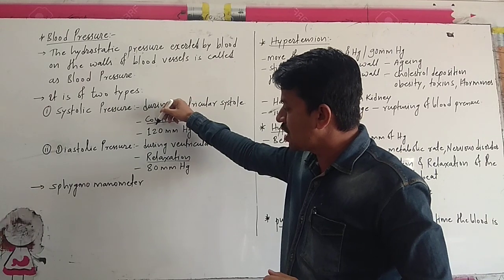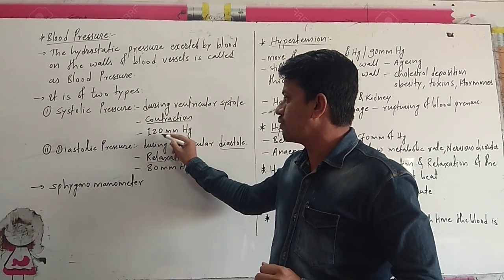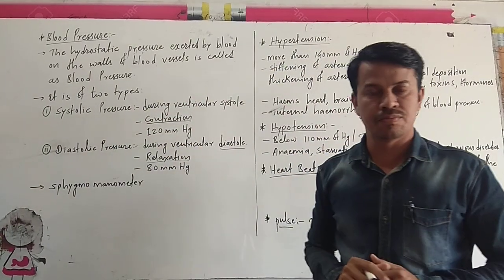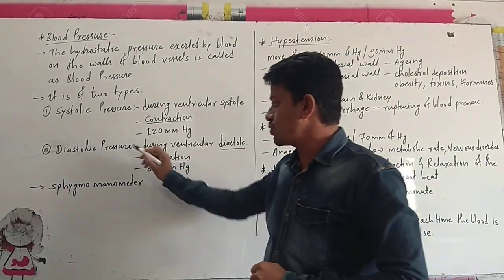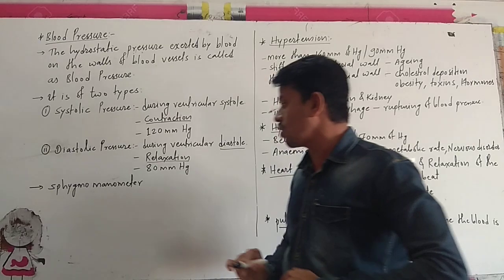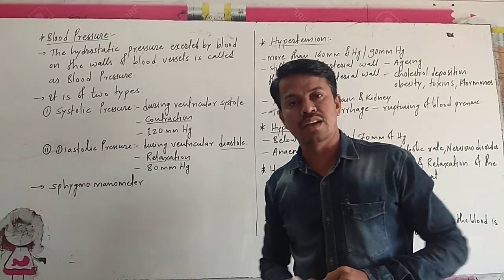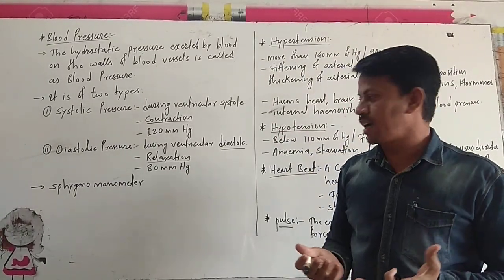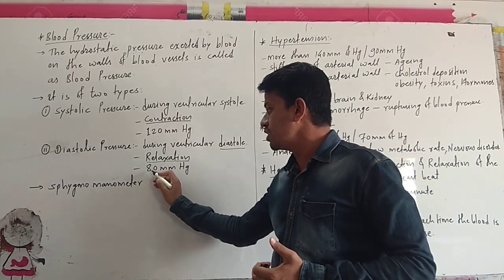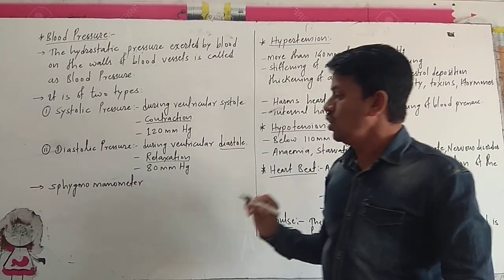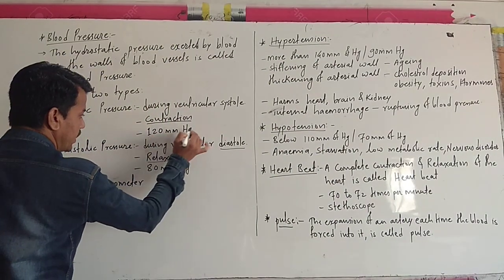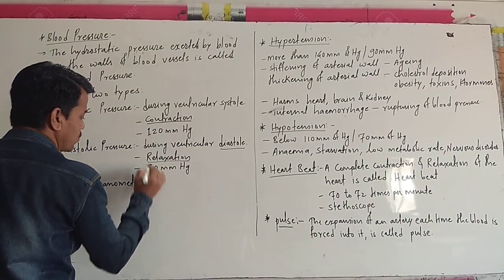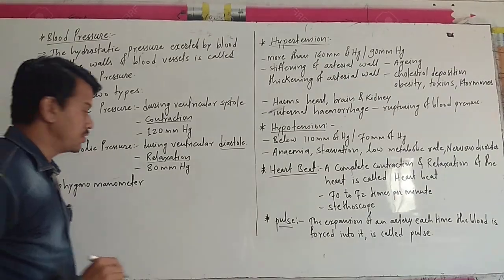Systolic pressure is measured as 120 mm of Hg. Hg is mercury. And diastolic pressure, on average for a normal 20-year-old person, is 80 mm Hg. So normally, systolic pressure is 120 mm Hg and diastolic pressure is 80 mm Hg.